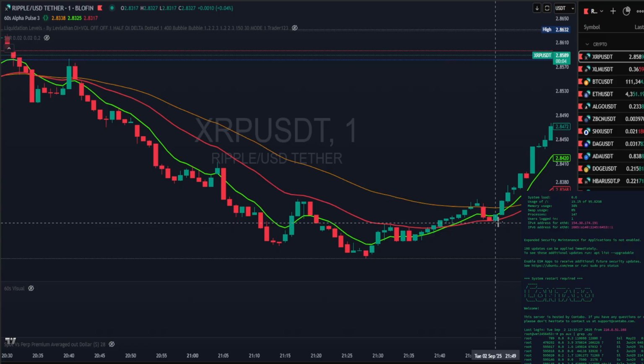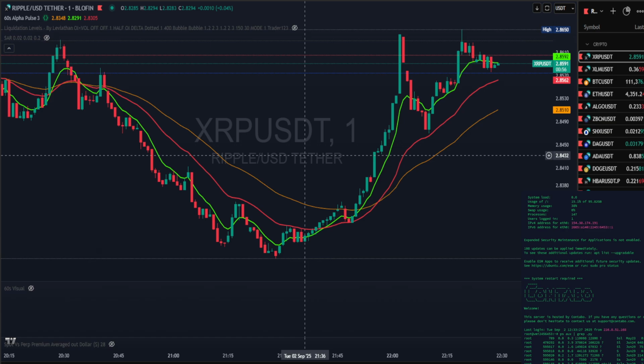Now, something to look into is how do you know when it's going to the red line or the orange line? Well, for instance, right now we're up. The green line's at 285, the red line is 285.61, and of course the orange line is at 285.10.